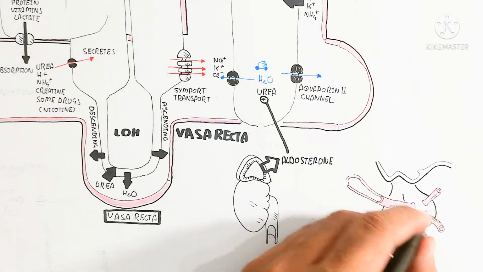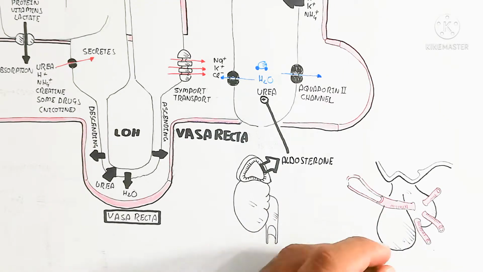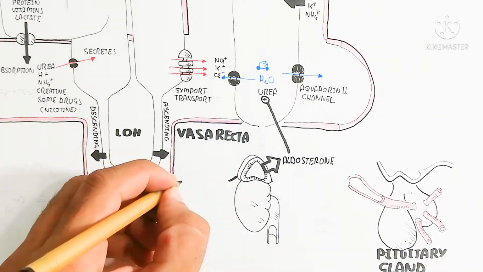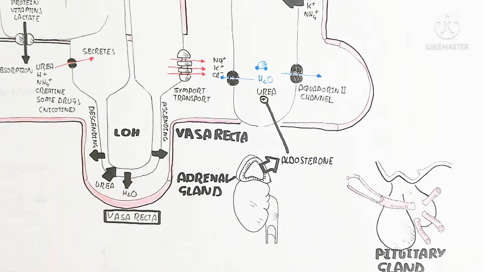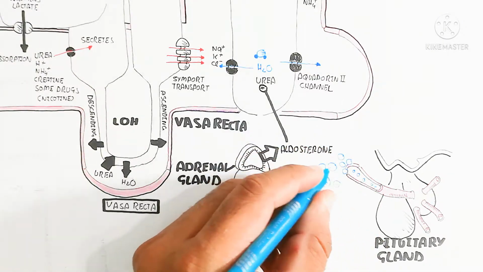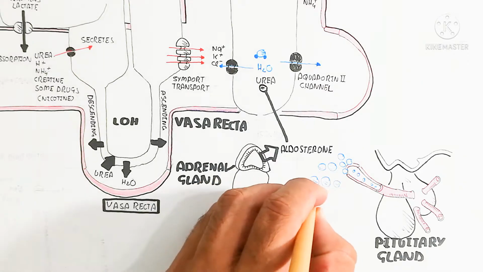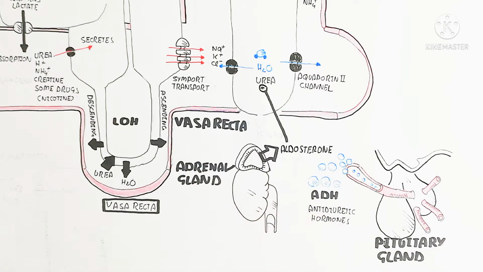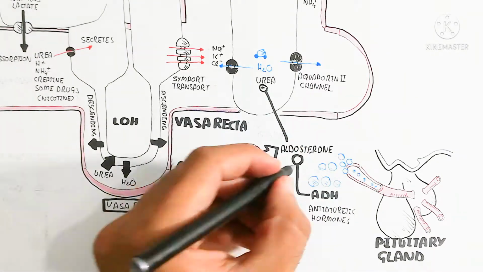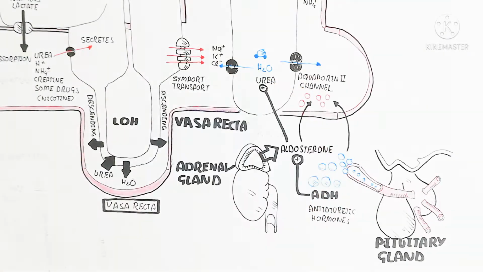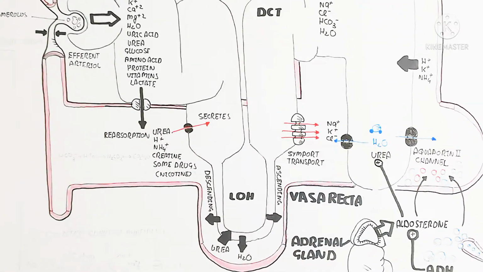Aldosterone, released through the adrenal gland, leads to the production of aquaporin channels, while the pituitary gland, the neurohypophysis, secretes the antidiuretic hormone. This antidiuretic hormone stimulates the creation of more aquaporin type 2 channels for reabsorption of water. This is known as facilitated diffusion of water into the efferent arteriole. This is the vasa recta. The vasa recta is basically the arteriole surrounding the loop of Henle for reabsorption of water and some ions.